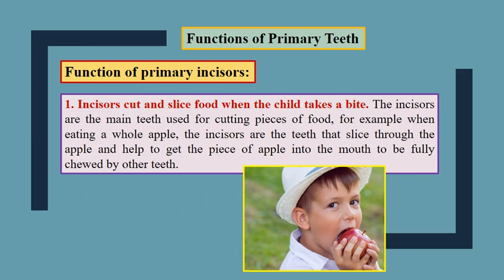Functions of primary incisors. Incisors cut and slice food when the child takes a bite. إذن تبلغ أهميتها من ناحية تقطيع الطعام، خاصة عندما يبدأ الطفل بأخذ قضمة من الأكل، فدورها جدا مهم في عملية تقطيع الطعام إلى قطع صغيرة. The incisors are the main teeth used for cutting pieces of food. For example, when eating a whole apple, the incisors are the teeth that slice through the apple and help to get the piece of apple into the mouth to be fully chewed by other teeth.